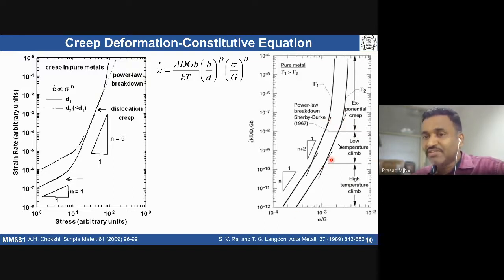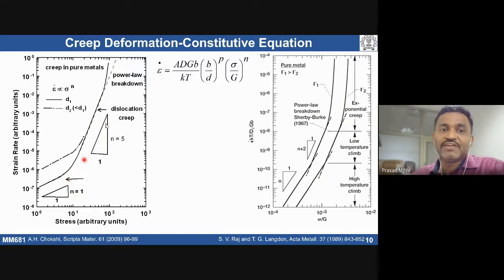Okay, so the stresses will typically be the constant stress one, which basically comes below the stress. Look here again: we are talking about high temperature climb, and there's another thing. n is equal to 1 here, n is equal to 5. There is a transition here. Within this, below the power law breakdown, again we have two domains.